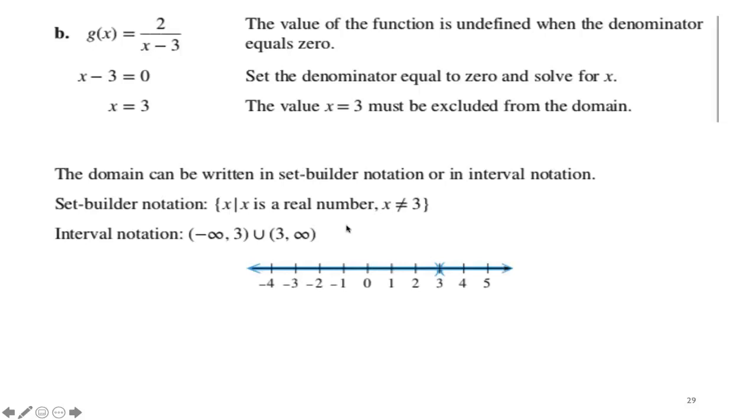So that means the domain is all real numbers except 3. If you want to use set builder notation, it's the set of all x such that x is a real number and x is not 3. We are excluding 3 from our possible values for the domain. Using interval notation, from negative infinity to 3, not including 3 with the parentheses, union 3, not including, to infinity. This is how you exclude 3 using interval notation. So the domain is everything except for 3.